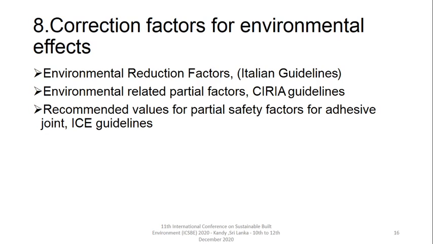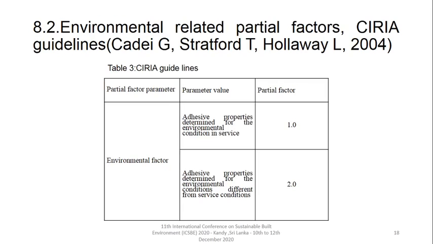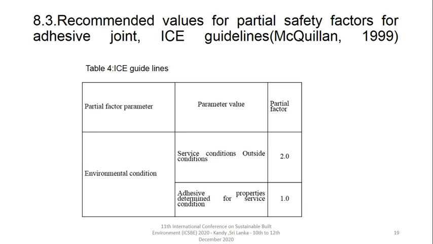Correction factors for environmental effects. Environmental reduction factors, Italian guidelines. Environmental related partial factors, CFRP guidelines. Recommended values for partial safety factors for adhesive joint, ICE guidelines. Here, Table 2 shows the Italian guidelines with internal environmental, external environmental and aggressive conditions. CFRP guidelines are shown in Table 3. Partial factors and partial parameters are adhesive properties determined for the environmental condition in service.